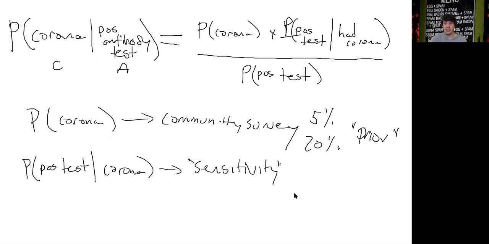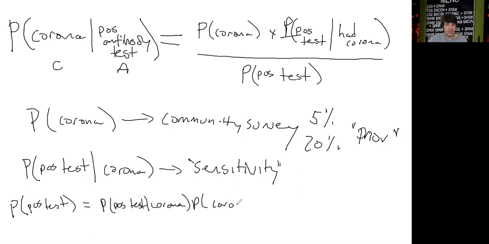Okay, for the denominator, what we can do is do something kind of similar, which is to say that the probability of positive test outright, we can use what's called totality of, well, just use conditioning and say, that's not really totality of expectation yet, it's just conditioning. We can say the probability of a positive test is the probability of a positive test given corona times the probability of corona plus the probability of a positive test given not times the probability of not.